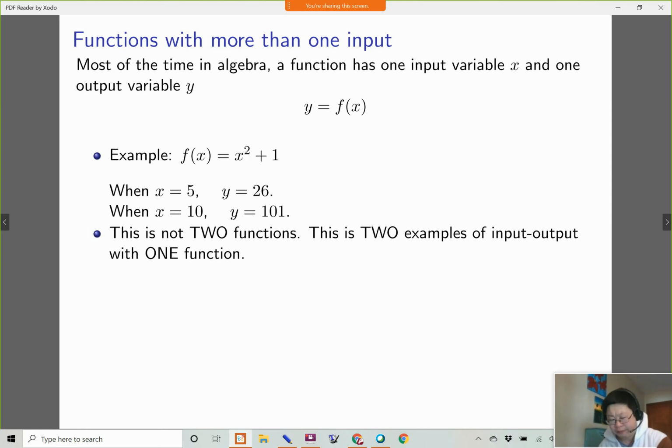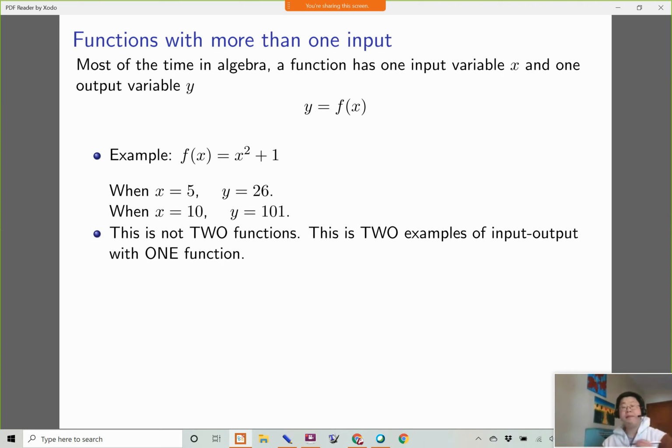Just as a note right now, sometimes people have the impression this is two functions. This is not two functions. This is two examples of input and output with one function. So this is the function. When you put in 5 as an input, you get 26 as an output. When you put in 10 as an input, you get 101 as an output.